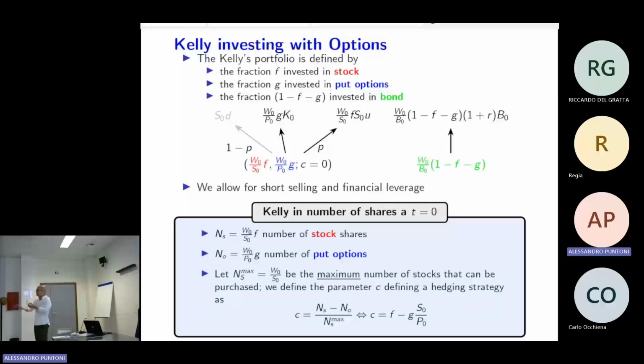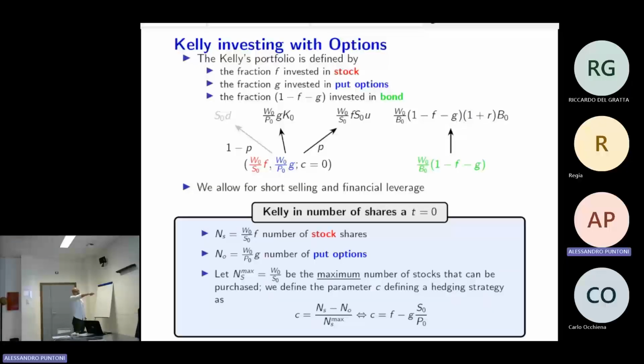However, it's better to formalize the problem not with F and G, but using, instead of F, another variable. Let's say F is the fraction of capital, but we look not at the fraction of capital but at the number of stock and option that we buy, that are called the shares. Okay, what is the number of stock shares? The number of stock shares is the capital that we have divided by the price if we invest only in stock. So we buy the maximum number of stock. Okay, so F is the number of stock that we buy actually. Okay, the same for the put option.